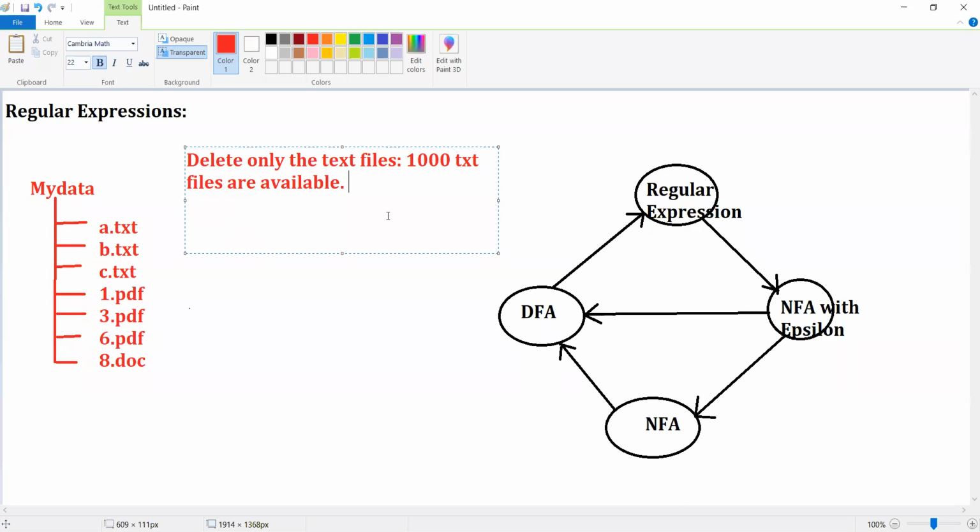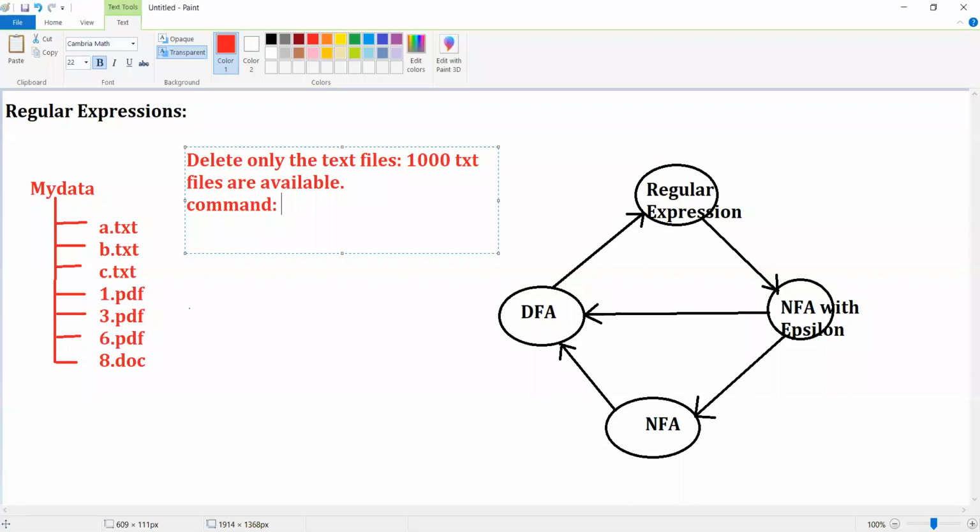Now, instead of manually selecting the text files and then going for removal of all those text files, what I am going to do is assign this task to a command. Here I am going to make use of the command. Using the command, I am going to remove all the text files available in my data folder.